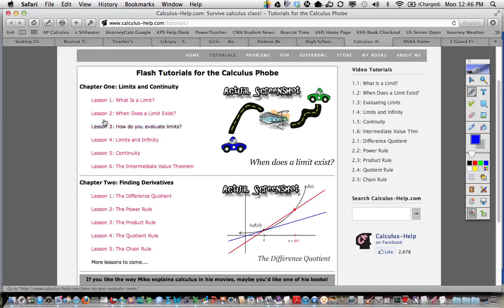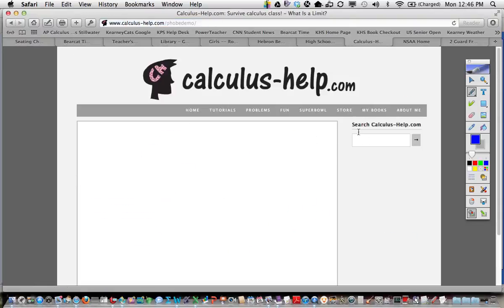But the ones I really like are the ones up here about limits. Because limits is, for some reason, kind of a hard idea to totally grasp. And I think he does a really good job of putting this together. So we're going to watch the first three of these, and I'm going to stop at various points along the way to talk about some other stuff.